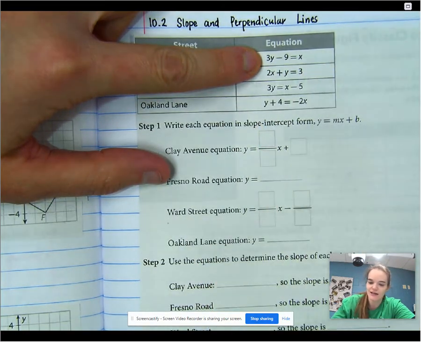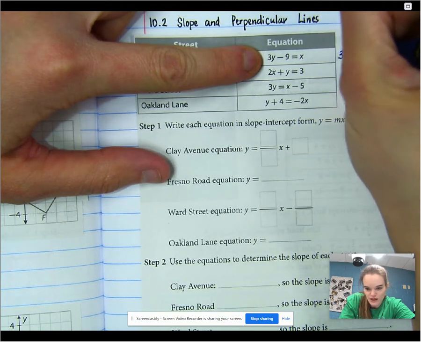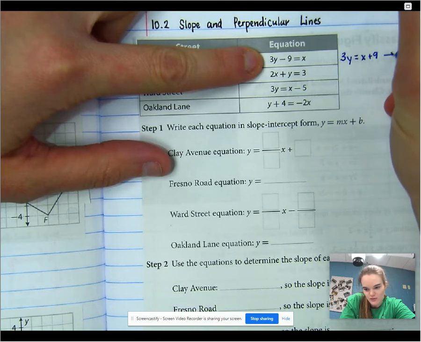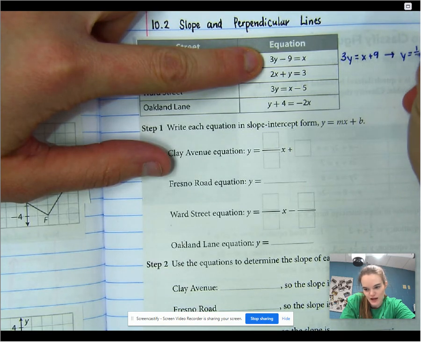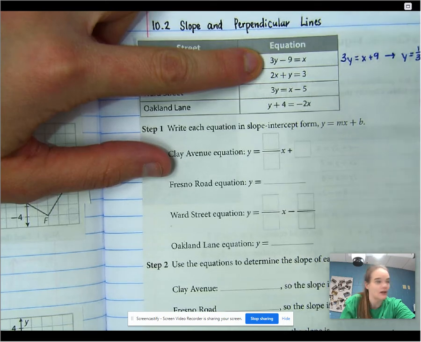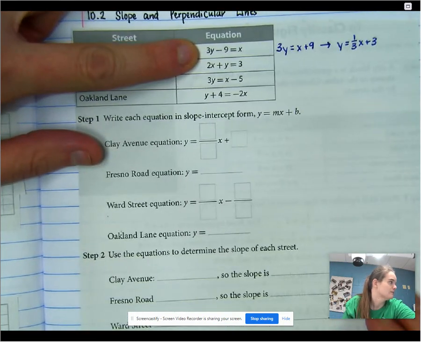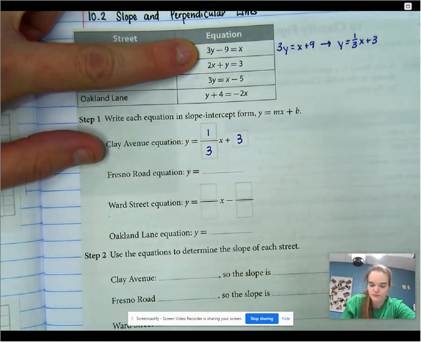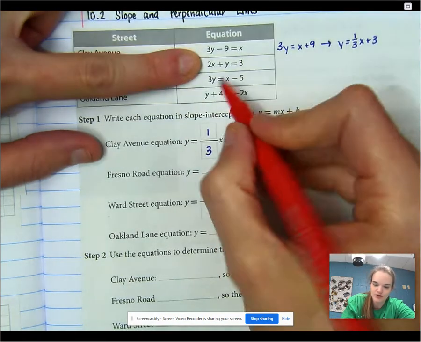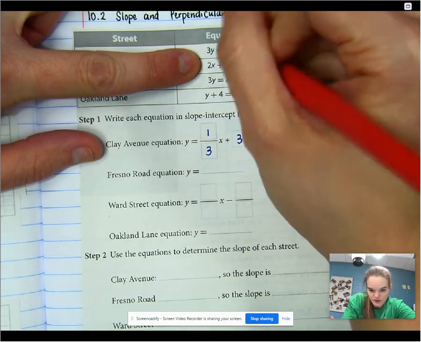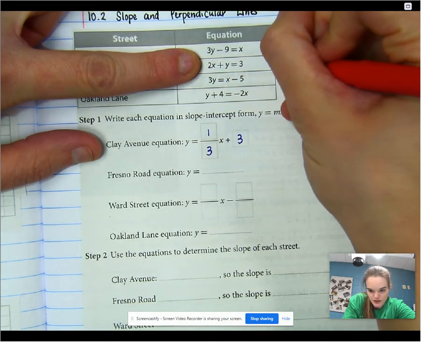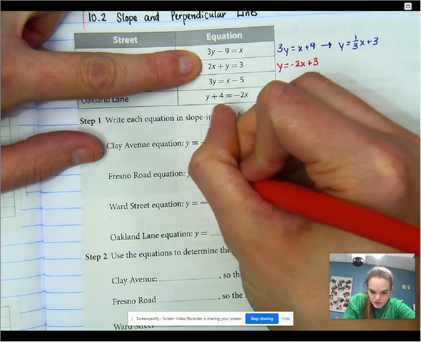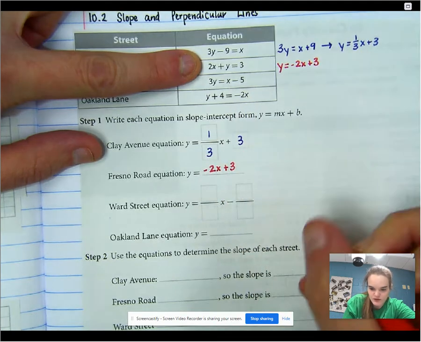To do that, we're going to add 9. So it's actually 3y equals x plus 9. And then we're going to divide by 3, which gives us y equals 1/3 x plus 3. And that's what we're going to write in the blank down here, okay? 1/3 x plus 3. Right, next we're given 2x plus y equals 3, which means we're going to subtract 2x, so y equals negative 2x plus 3. Negative 2x plus 3.